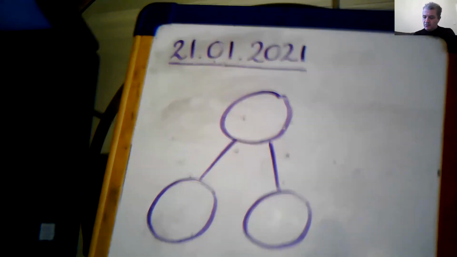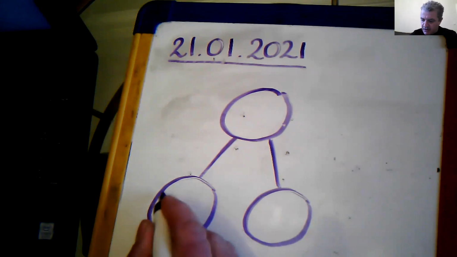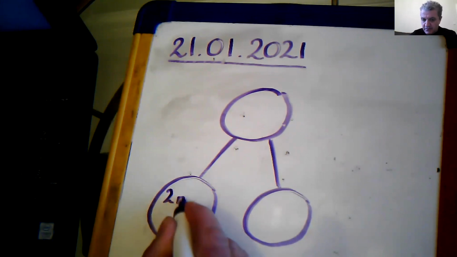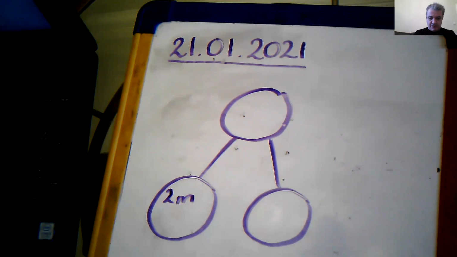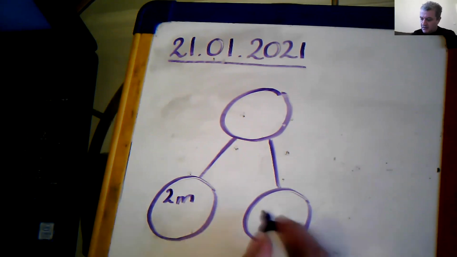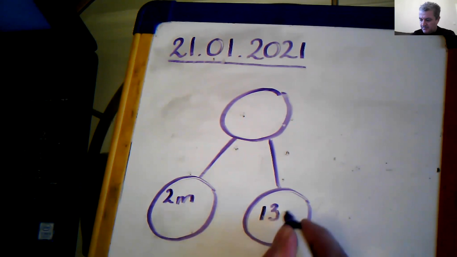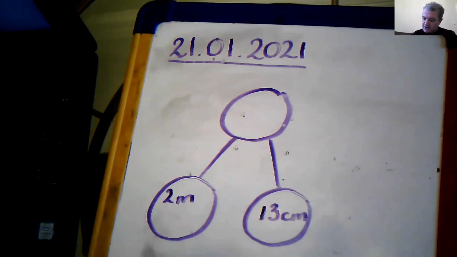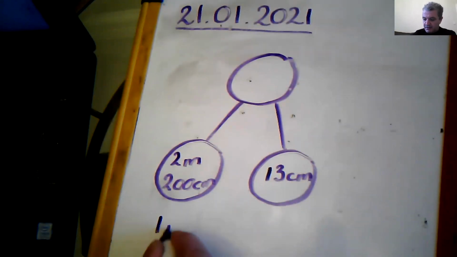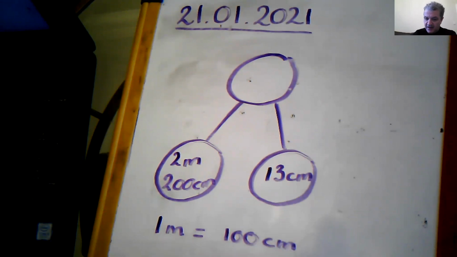Okay, so we had the initial measurement of 2 meters and 13 centimeters. Now 2 meters is equivalent to what? It's equivalent to 200 centimeters. If you remember, 1 meter equals 100 centimeters. Therefore, 2 meters equals 200 centimeters.